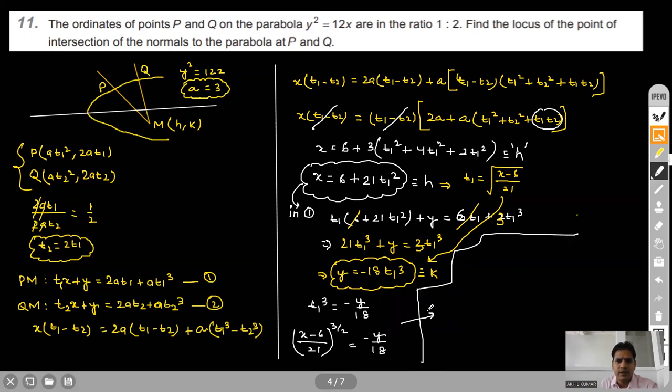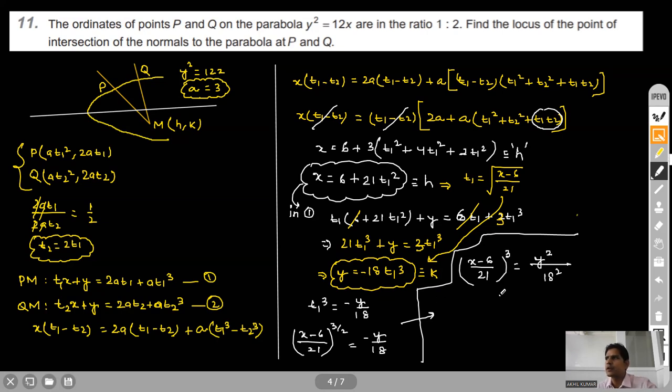So from here, I will square it. On squaring, we will get ((X minus 6) upon 21) whole cube. I'm squaring it. It will be equal to Y square upon 18 square. Is it okay? So on squaring, this 2 in the denominator gets cancelled out. So this is what we got. Basically, this will be our equation of locus.